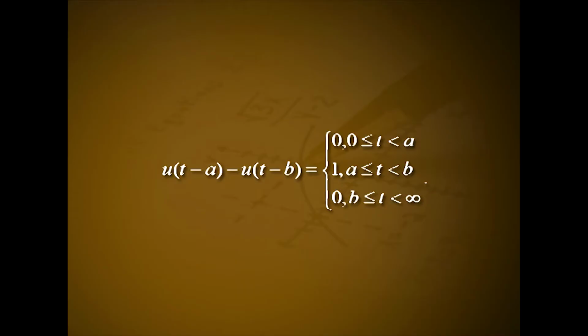For a < b, a difference of unit step functions may be defined as u(t - a) - u(t - b) = 0 for 0 ≤ t < a, equal to 1 for a ≤ t < b, and equal to 0 for b ≤ t < infinity.